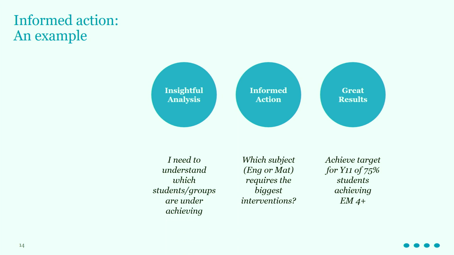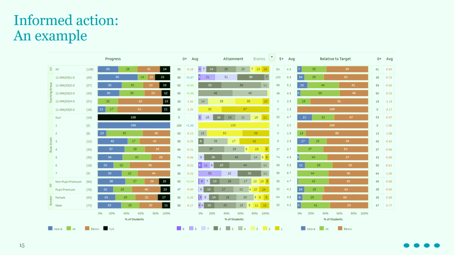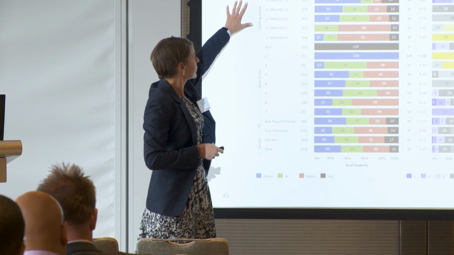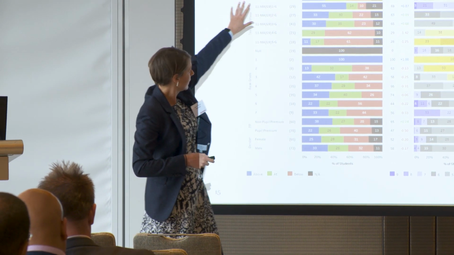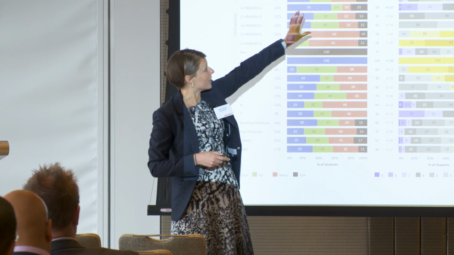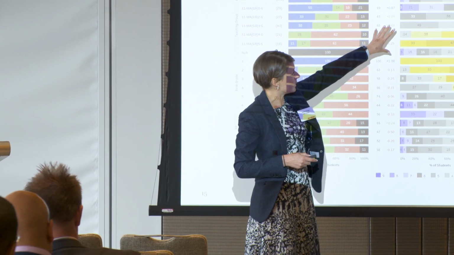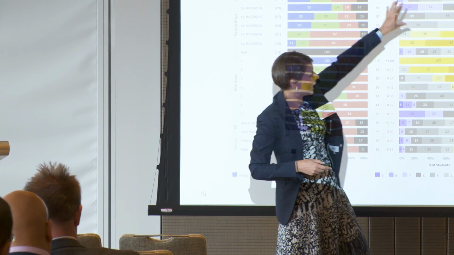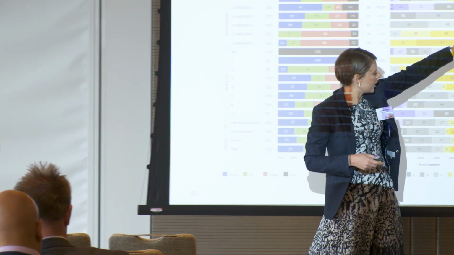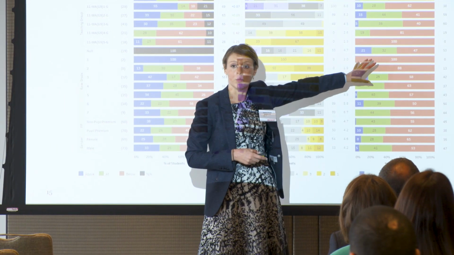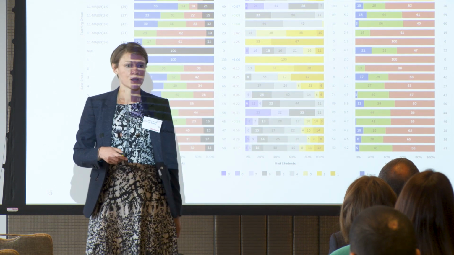So what do I need to know now? Well, I need to understand which students or groups are underachieving. So we have a dashboard that shows us that. And so here I have teaching groups. I've got above, at, and below progress. I've got what our current grades are in terms of attainment and their age-related grades. And here I've got whether or not they're above, at, or below their target grade.